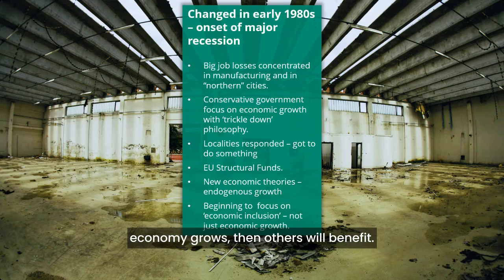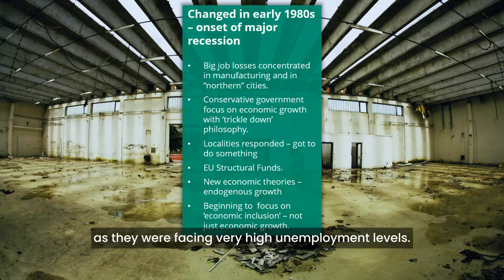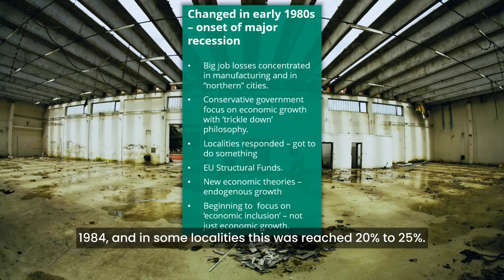others will benefit. And this affected some localities really significantly, and local authorities responded as they had to do something, facing very high unemployment levels. The national unemployment rate reached 14% in 1984, and in some localities it reached 20 to 25%.